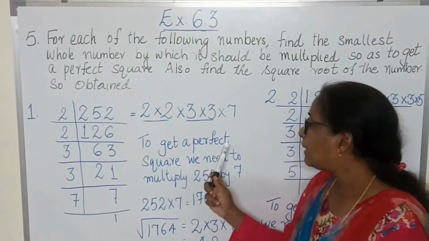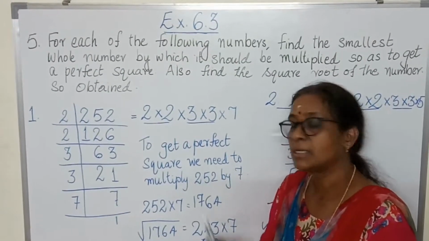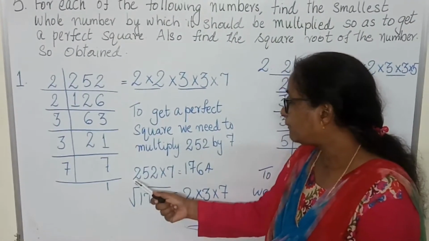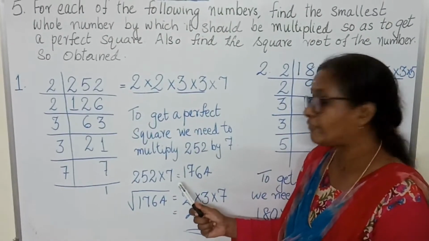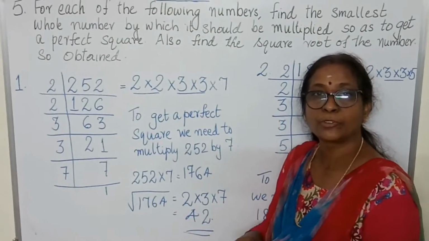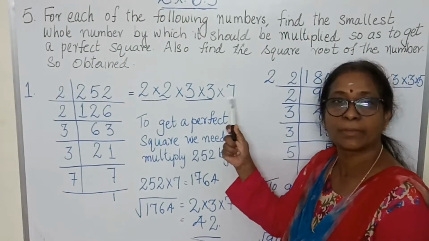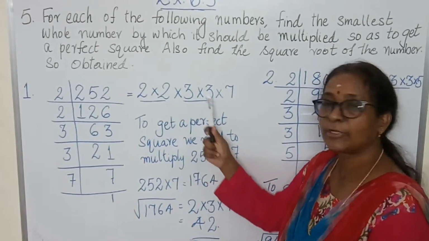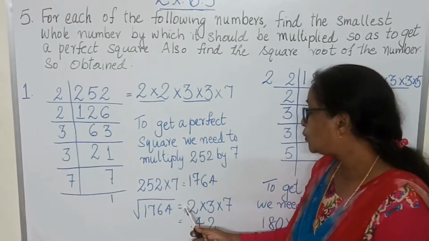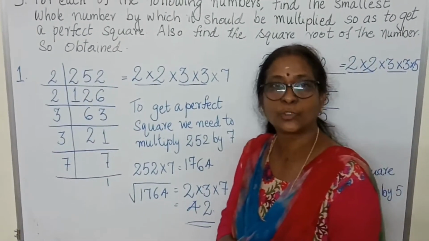So to get a perfect square, we need to multiply 252 by which number? 7. We need to multiply 252 by 7. So when we multiply 252 by 7, we get 1764. And what will be the square root of that number? Go back here. See here, we multiplied by 7, so this also will become a pair. So from that, when you take one factor from each pair, we get 2 multiplied by 3 multiplied by 7, which is equal to 42.